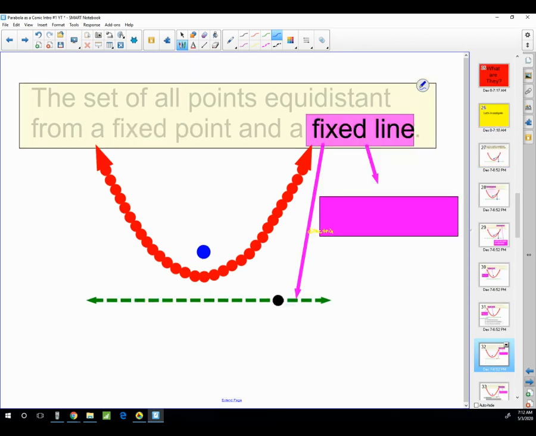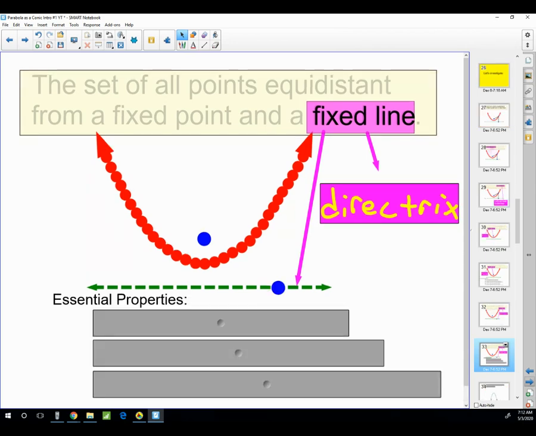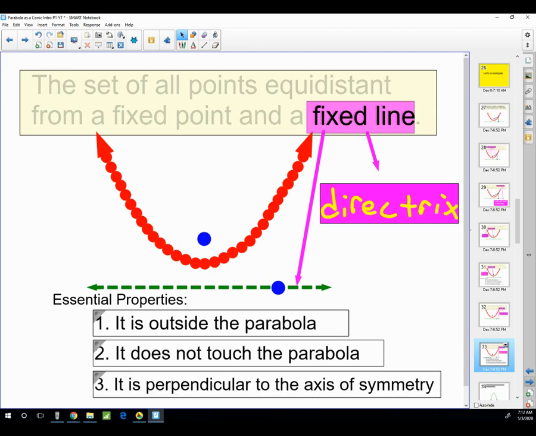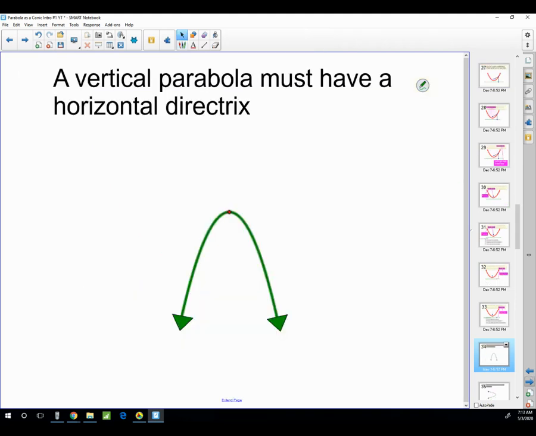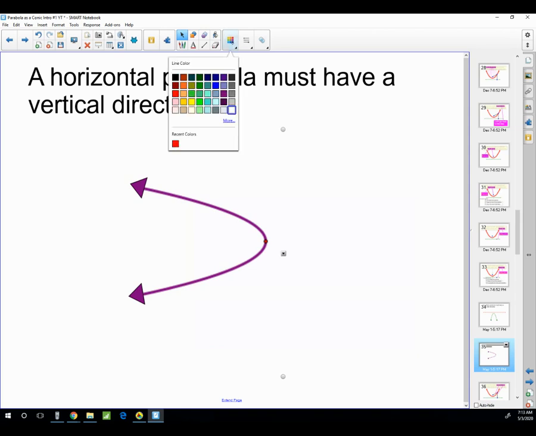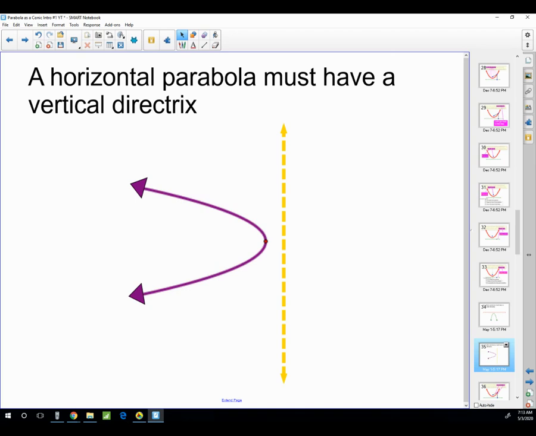All right, and then the fixed line within the definition is, again, not the axis of symmetry, but it's something called the directrix. Essential properties of a directrix. It is outside the parabola. It does not touch the parabola ever. It is perpendicular to the axis of symmetry. So if I drew that in, it's perpendicular, right angle. Yay for the right angle. All right, a vertical parabola must have a horizontal directrix, and a horizontal parabola must have a vertical directrix, something like that.